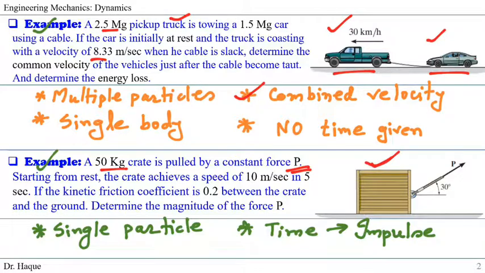Here we had only a crate, starting from 0, and the final velocity was given, so we could find the acceleration. Here the truck and car also have acceleration, but we're not looking at individual acceleration. We started with separate velocities, and we're looking for the final velocity as a combined system. So at the end we consider it as a single body. One more thing to notice is that in this problem there is no time length given.